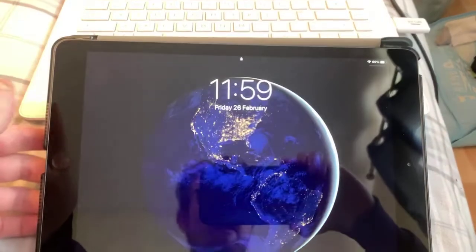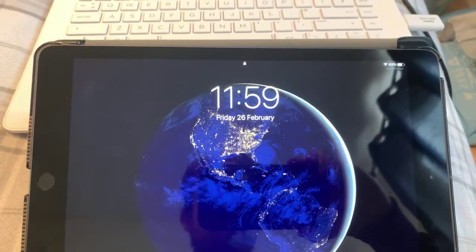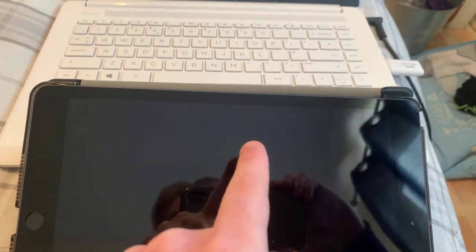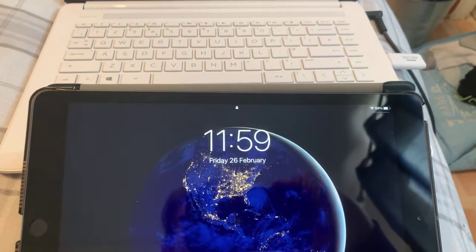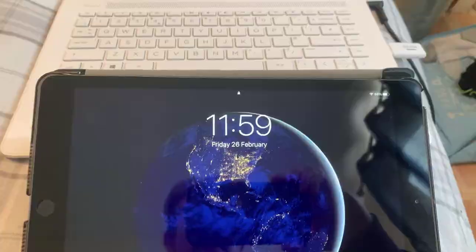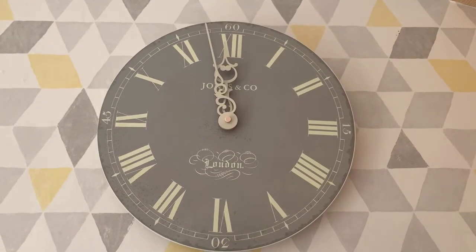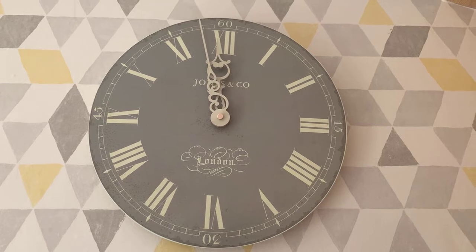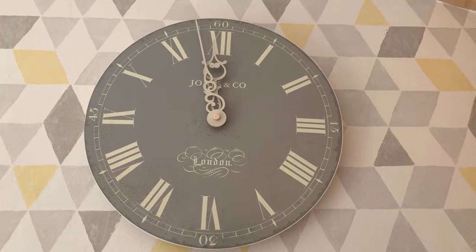So, if we look at an iPad and I click it on, we have an example of a digital clock. So we have the hours followed by the minutes, and it's currently 11:59. Here's an example of an analog clock. This one looks slightly strange because the numbers aren't what we usually see.